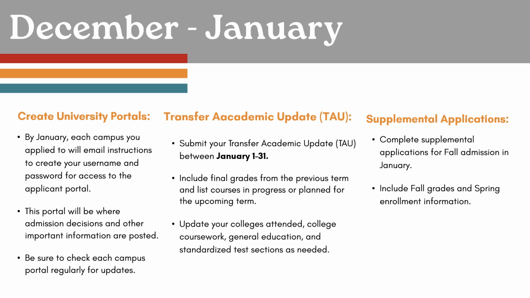All UC applicants are encouraged to log into their My Admissions portal and select the Check Status page. You can download a PDF copy of your application to review your academic information and transferable GPA. To be considered for fall admission, supplemental applications are to be completed in January to include fall grades and spring enrollment. Applicants will usually be notified within the UC application portal if your chosen major requires additional materials.